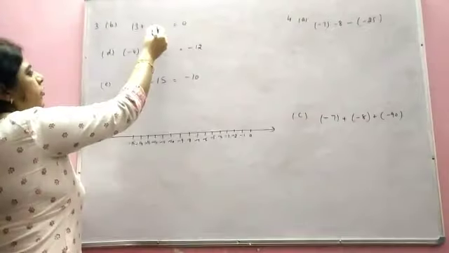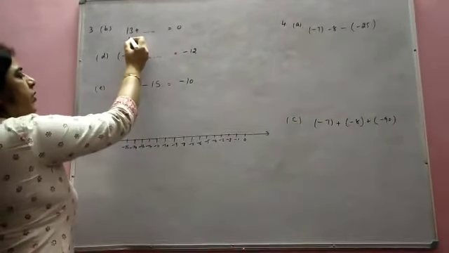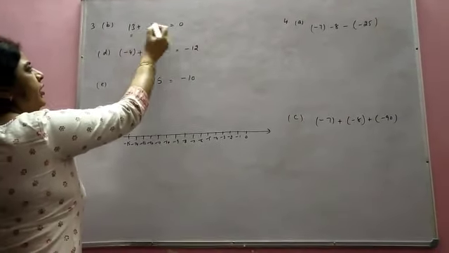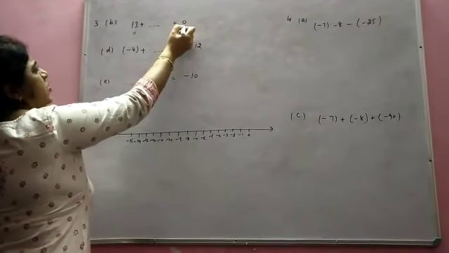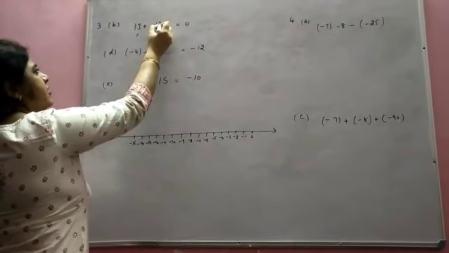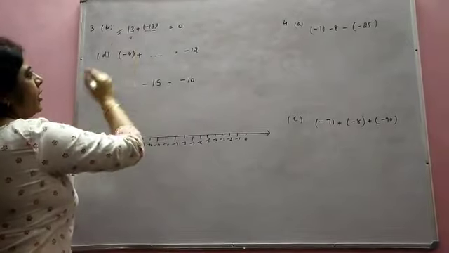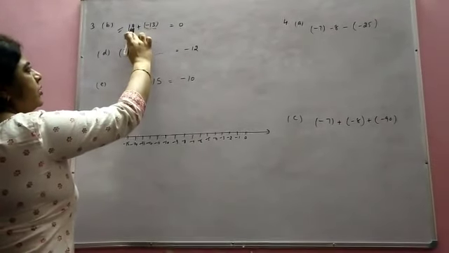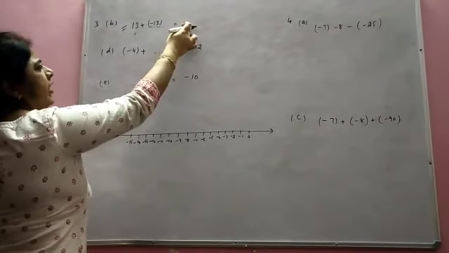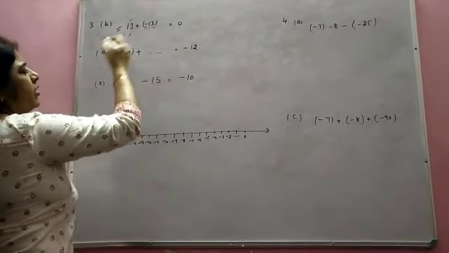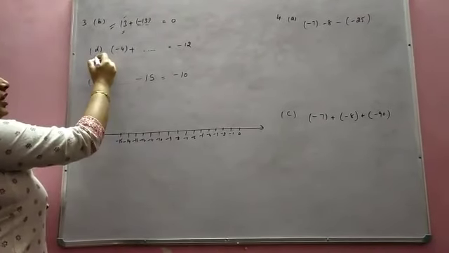Third question. We have to fill these blanks. So what should we add to 13 to get 0? As we have already discussed, that is minus 13. It's a very simple part. The additive inverse of this number will be added to this number, and we will get 0. So what is the additive inverse of 13? It is minus 13.